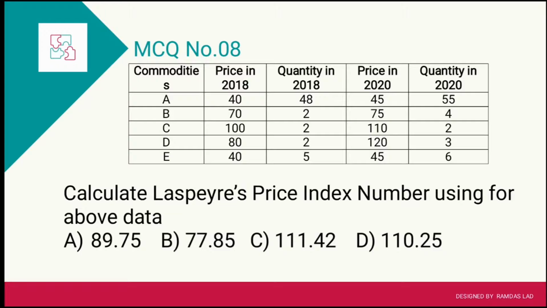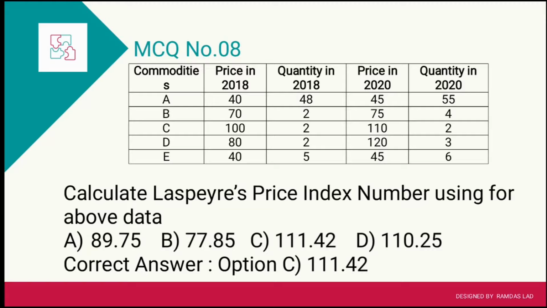So these are the four options given: option A 89.75, option B 77.85 and option C 111.42 and option D 110.25. So use the formula for last year's price index number and calculate the answer. So the correct answer is 111.42. It means correct answer option number C, 111.42.